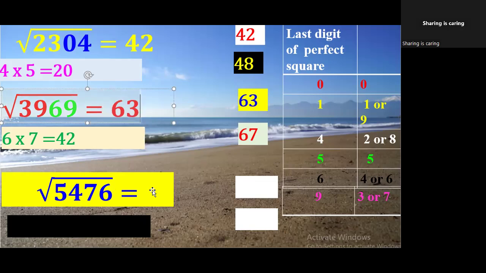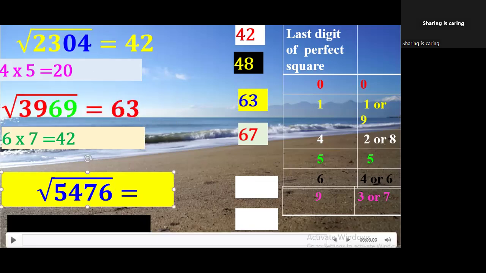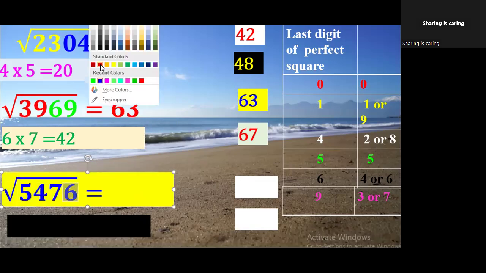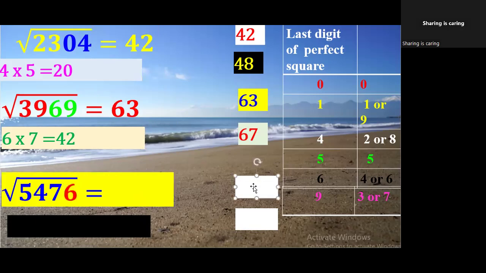So let me do it again. The last digit is 6. Therefore, the last digit of the square root will be either 4, because 4 times 4 is 16, or 6, because 6 times 6 is 36. Now I don't need these last two digits.